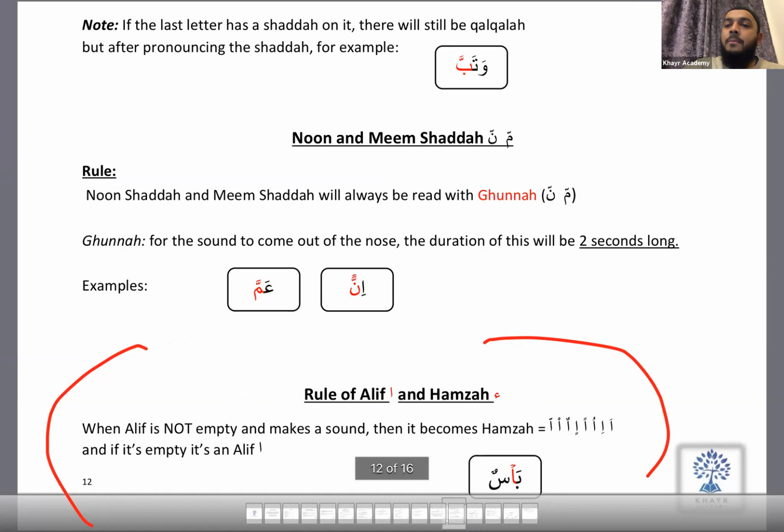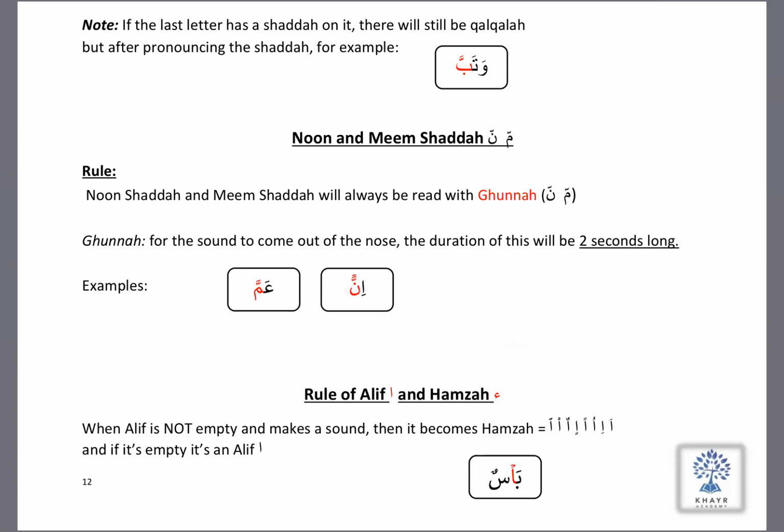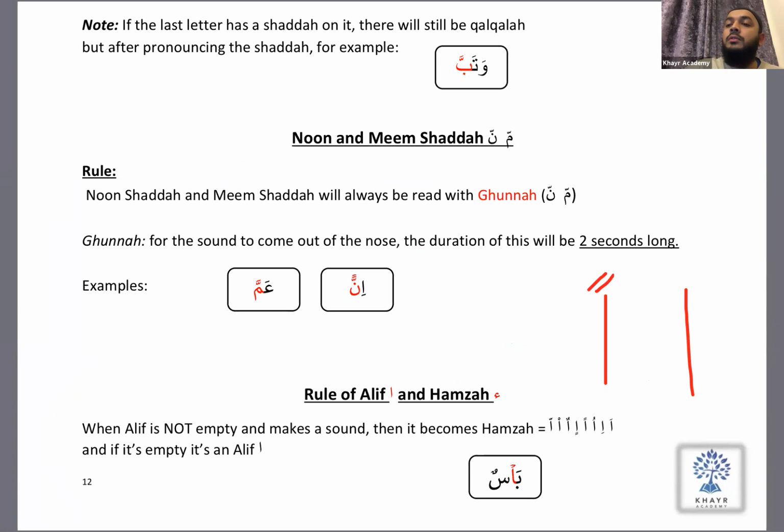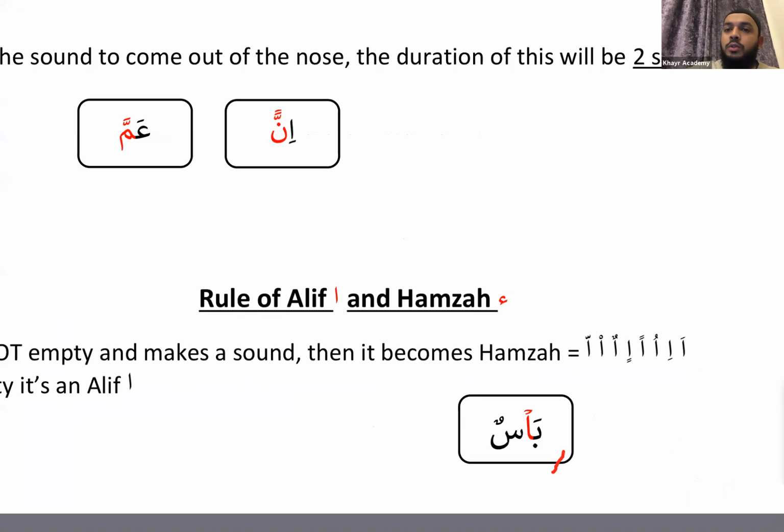Okay. Rules of Alif and Hamza. Who knows the difference between Alif and Hamza? Is it something to do with the vowels? Yeah. So when it's empty, it's an Alif. As soon as this empty Alif starts making a sound, it becomes Hamza. Why does it become Hamza? Let me just zoom into this part so everyone can see.